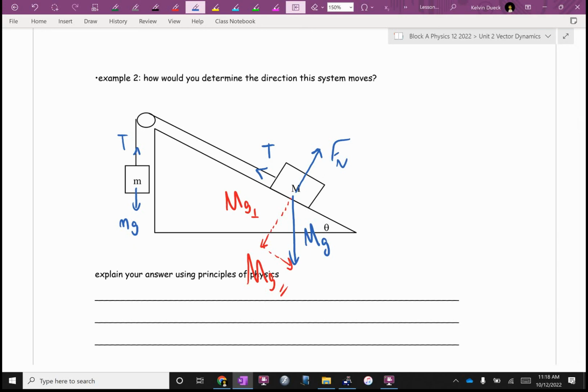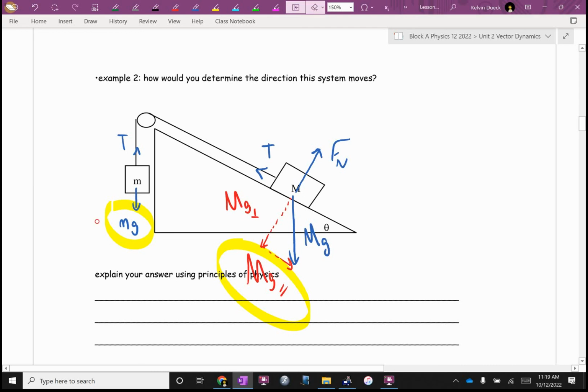Here's the question. Can you see what the real tug of war is between? I'll give you a hint. One of them is little mg. What's the other tug of war force here? Big mg parallel. The real tug of war is between that and that.